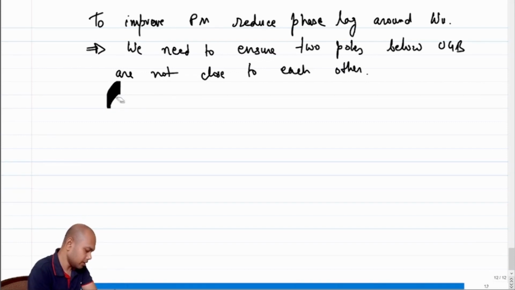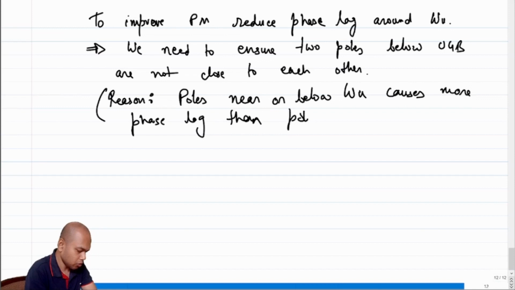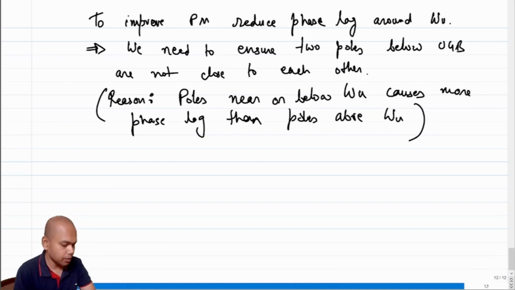So the reason is, poles near or below UGB, below omega u, cause more phase lag than poles above omega u, which are essentially high frequency poles, right?